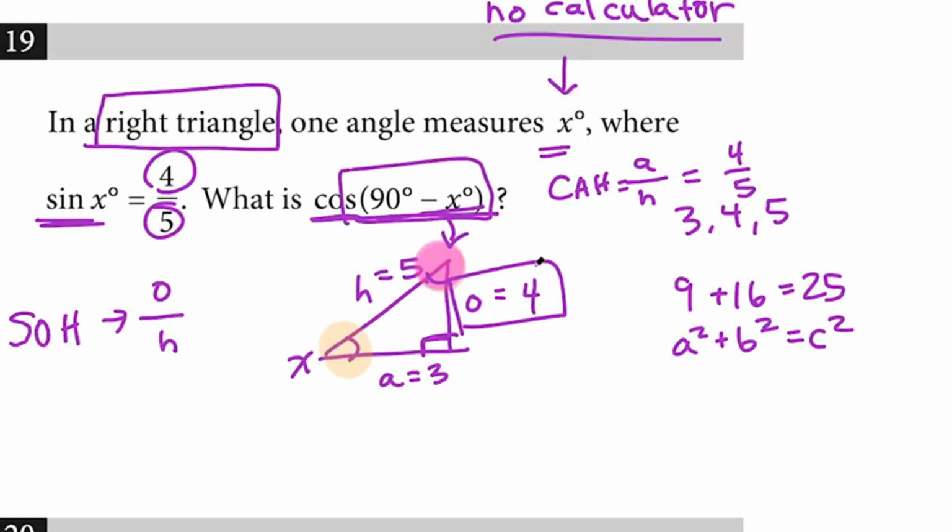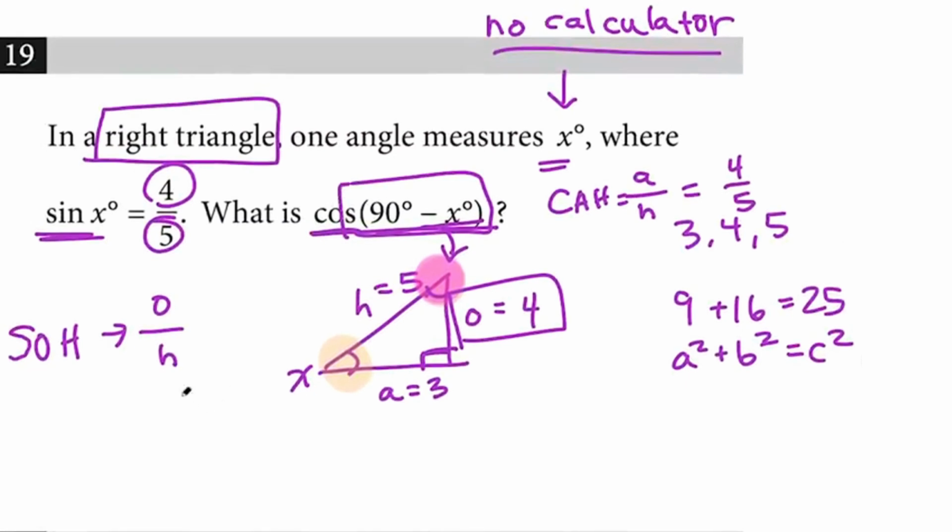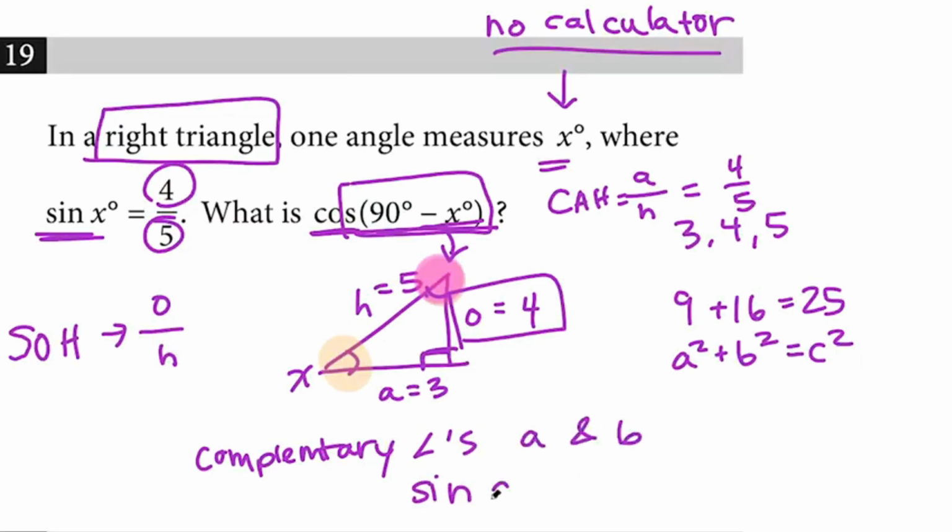Which brings me, like I said, to this fun fact, which is that if you have 2 complementary angles, and complementary angles are any 2 angles whose sum is 90 degrees, then if you have complementary angles A and B, the sine of A equals the cosine of B. And the sine of B equals the cosine of A. So the sine and the cosine are like reversed. The sine of this angle is going to be the cosine of this angle. And the cosine of this angle is going to be the sine of this angle. So whenever we have complementary angles, that's how it works.